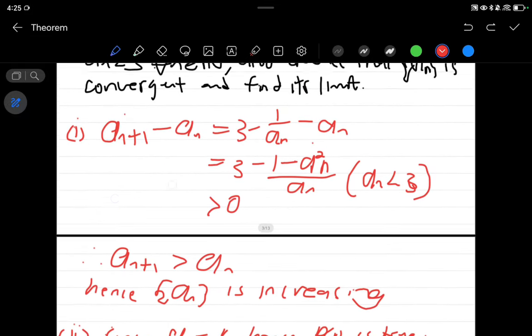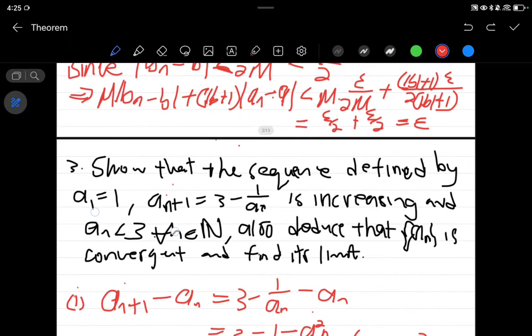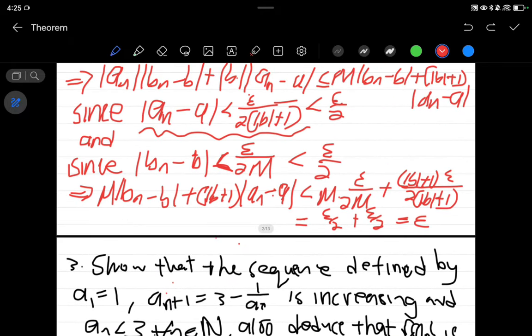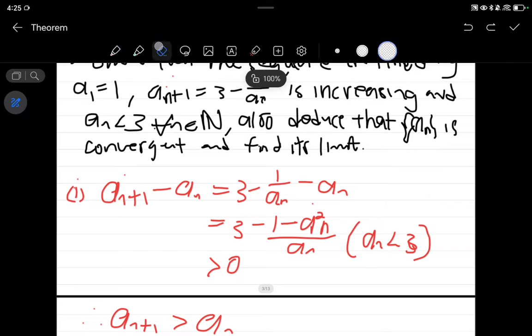In the absence of questions, let's discuss this question, then I'll come to that one again. It says: show that the sequence defined by a1 equals 1, a of n plus 1 equals 3 minus 1 over a of n, is increasing, and a of n is less than 3 for all n element of natural numbers. Then also deduce that the sequence a of n is convergent and find its limit, right? So let me erase this and explain what is happening.